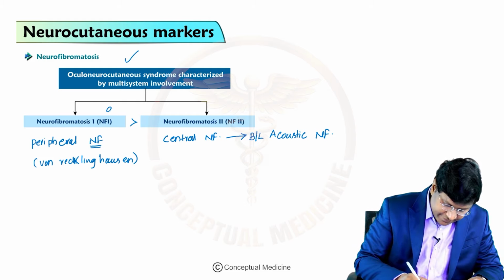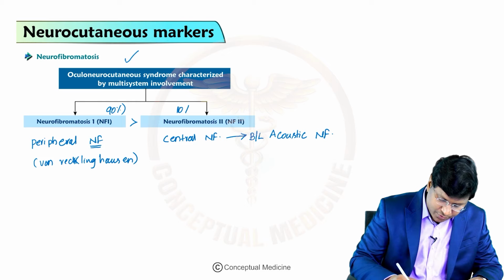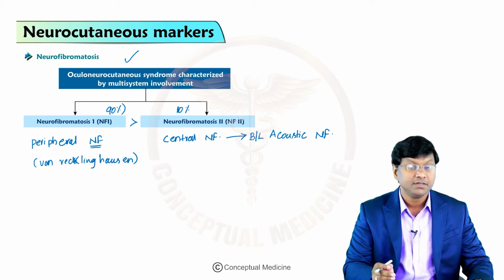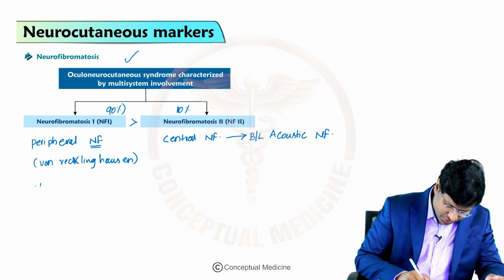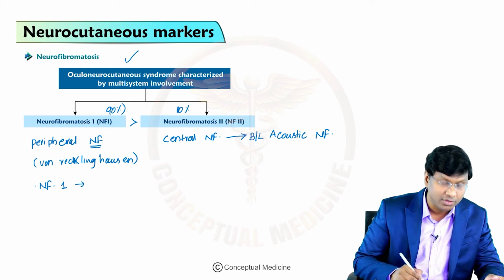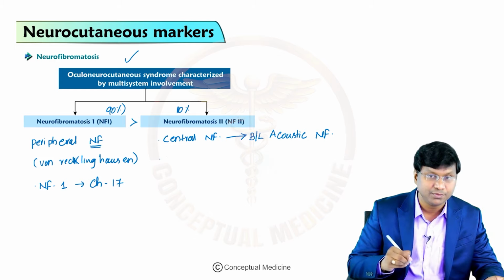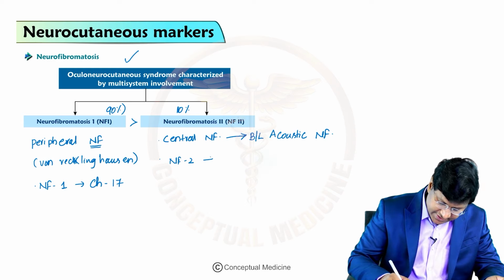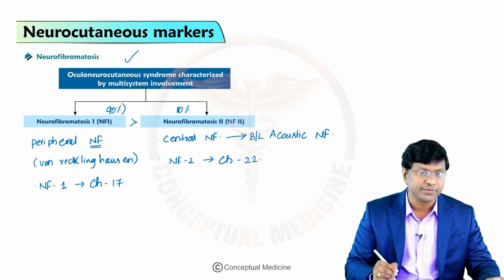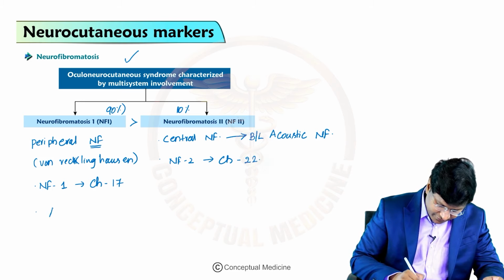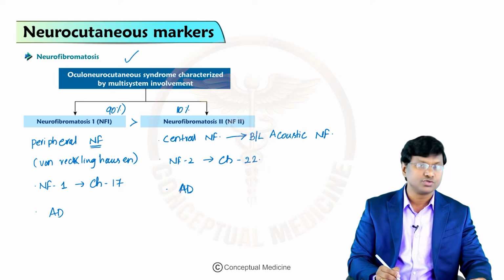Neurofibromatosis type 1 is seen in almost 90% of individuals, whereas neurofibromatosis type 2 will be seen in only 10% of individuals. And you should know on which chromosome you have the neurofibromatosis type 1 and type 2 genes. The neurofibromatosis type 1 gene is present on chromosome 17, right? Whereas the neurofibromatosis type 2 gene is present on chromosome 22. And both of them, the type of inheritance is autosomal dominant.